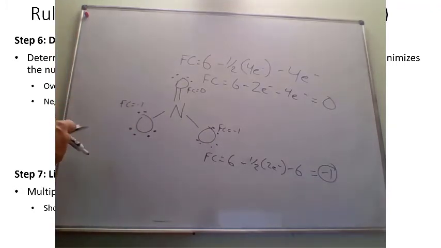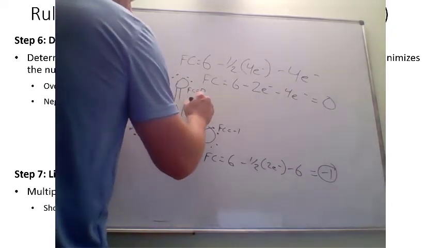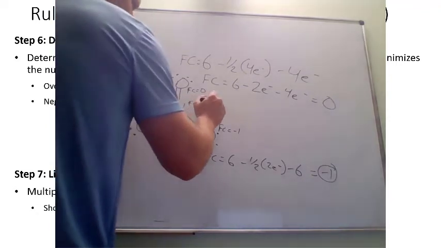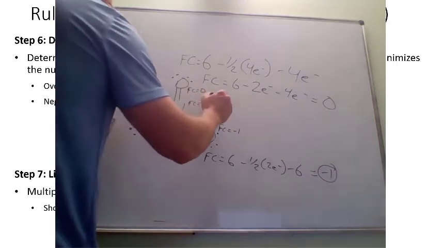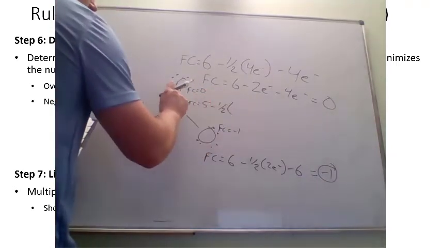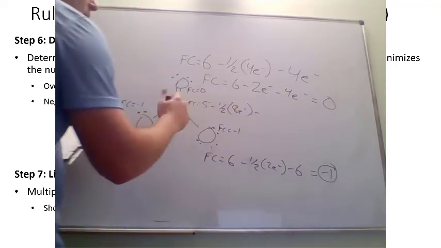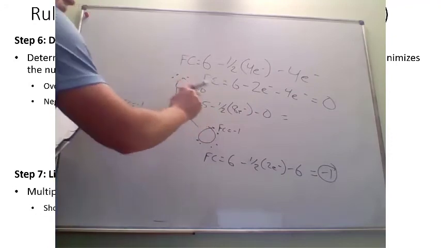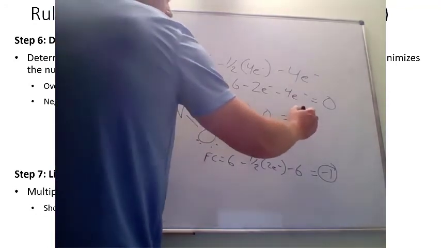Next we do the nitrogen. So our nitrogen here, our formal charge is equal to our number of valence electrons on the table, which is 5, minus 1/2 the bonding electrons. So half of, 2, 4, 6, 8, so half of 8 electrons, minus the number of non-bonding electrons, which we don't have any. So that's 0. So 5 minus half of 8, which is 4, is equal to +1.